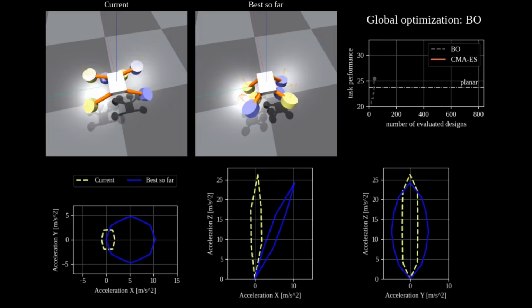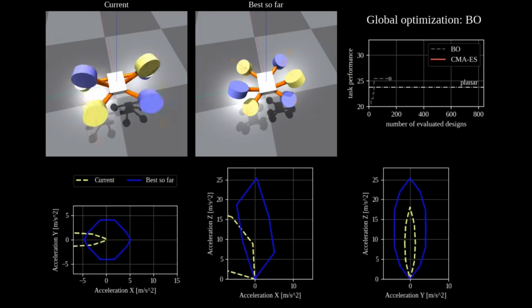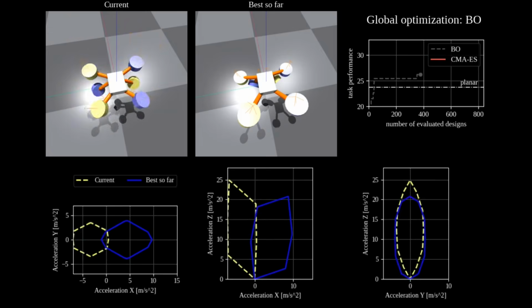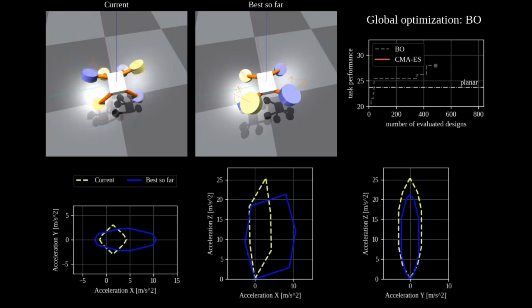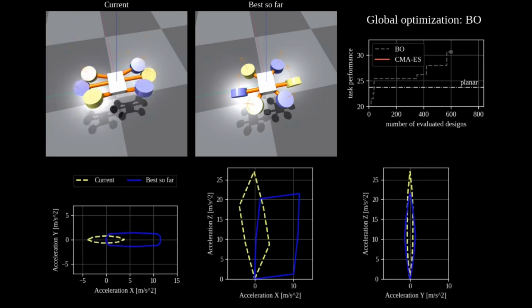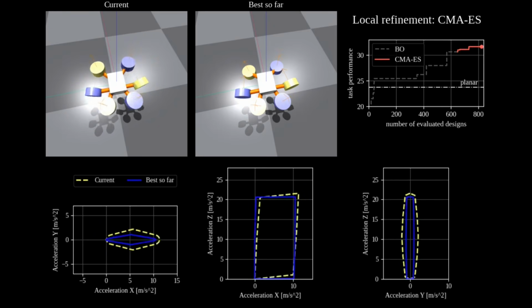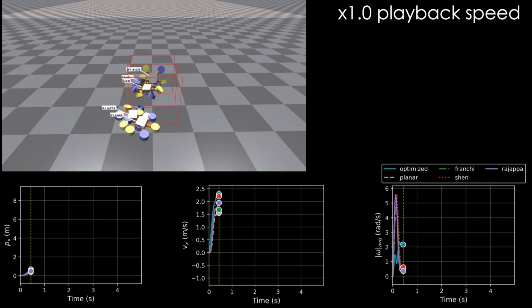In the second experiment, we optimize the multirotor design for Task B. As in the previous experiment, we execute Bayesian optimization followed by covariance matrix adaptation evolution strategy. We compare the optimized drone with the baselines.